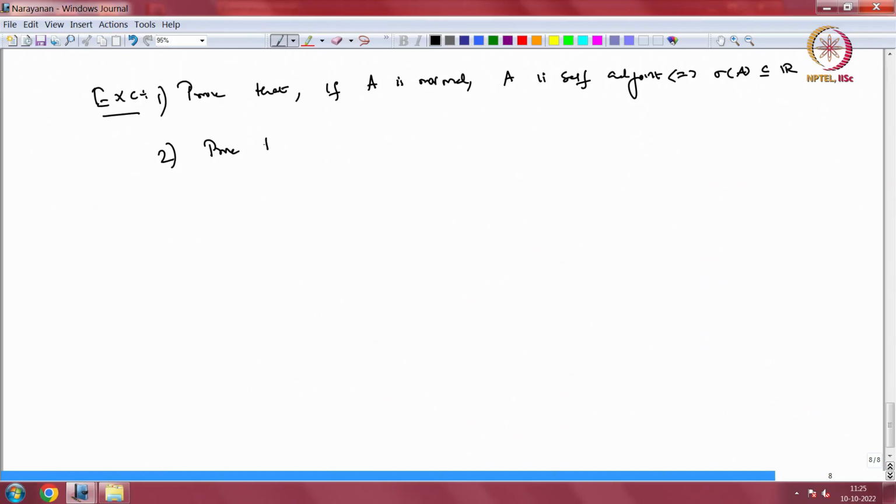That is one. Prove that if A is normal, then A is unitary if and only if spectrum of A is contained in the unit circle, right. All these are easy corollaries to the finite dimensional spectral theorem. So, we will stop here and we will continue in the next lecture with the infinite dimensional case. Okay.